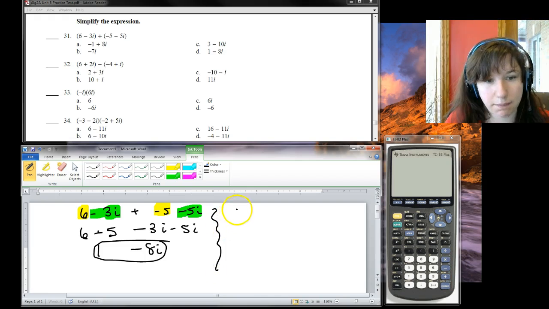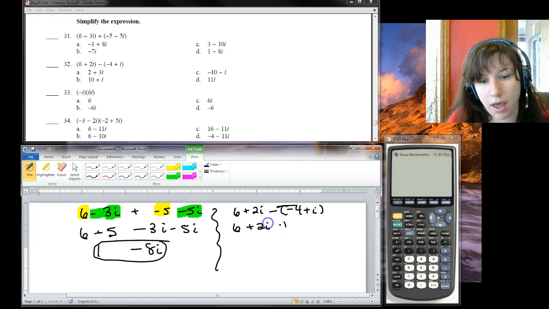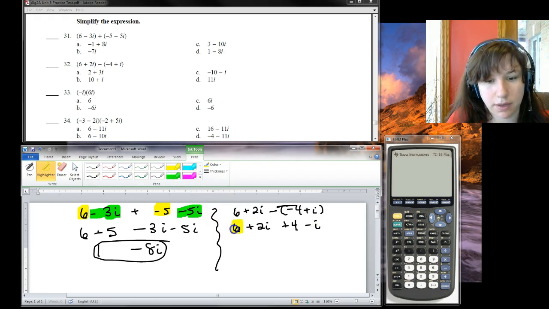32 is the same, except for that we're subtracting. I'm subtracting all of this. So I'm going to distribute that subtraction sign first. So that will become a +4 and a -i. And then from there, I'm just going to follow the same steps.